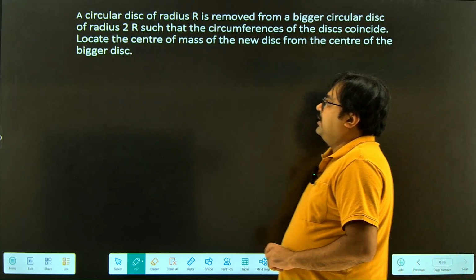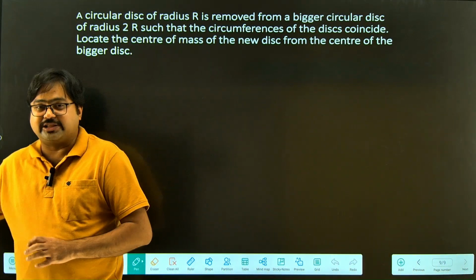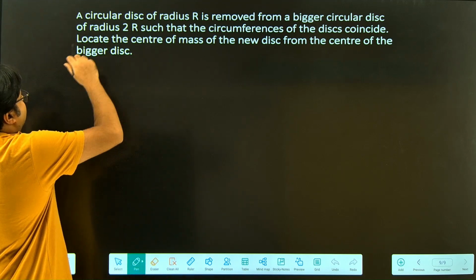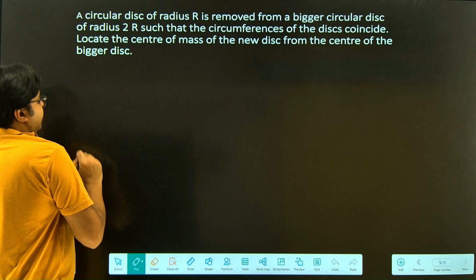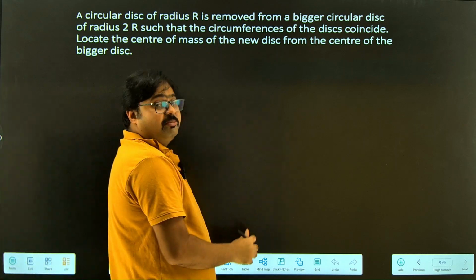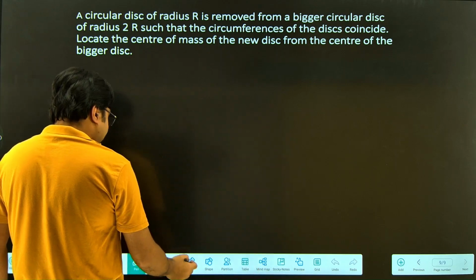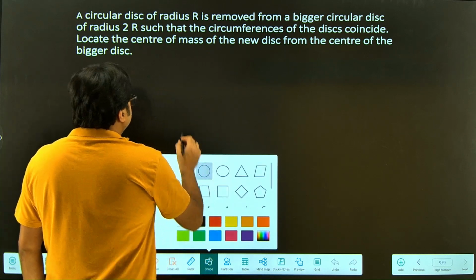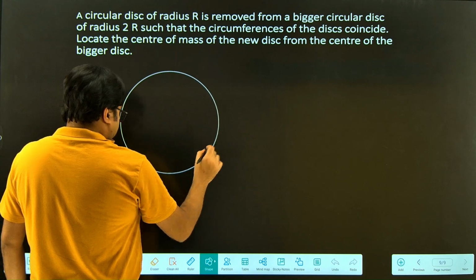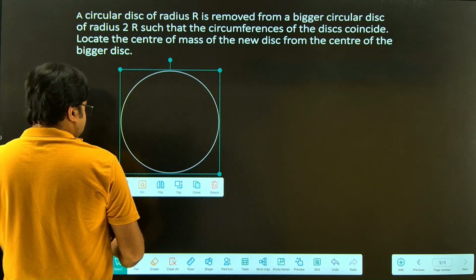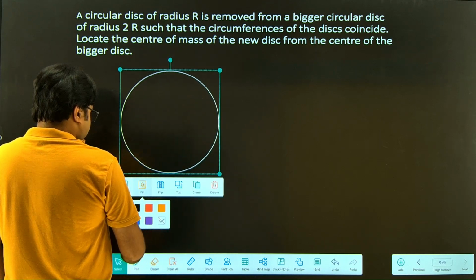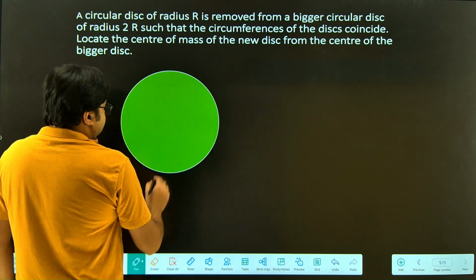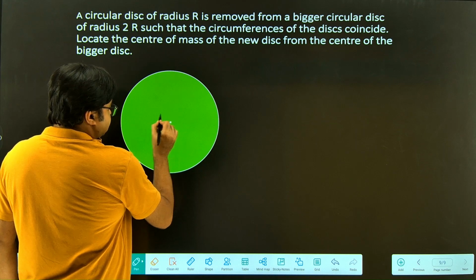Let's look at the last question for this video. In this particular question, a circular disc of radius r is removed from a bigger circle. So what we have here is a circle, and then let's have this thing shaded. That's where the center of the circle is. Here is the center of the circle.